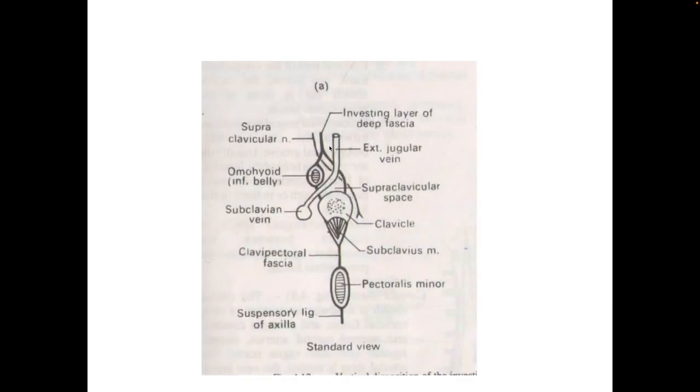So here we can see the investing layer of deep cervical fascia is enclosing the omohyoid. It is going towards the clavicle and splits into two, thus forming the supraclavicular space. So we saw the suprasternal space, now this is the supraclavicular space. It is said that the same fascia completely covers the clavicle and then forms the clavipectoral fascia. Some books mention that it is the investing layer only which forms this. Some books mention that this is a separate fascia and it ends at the clavicle.